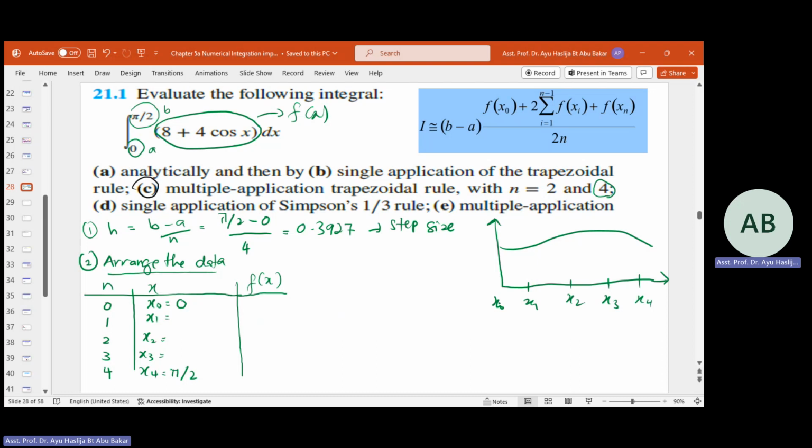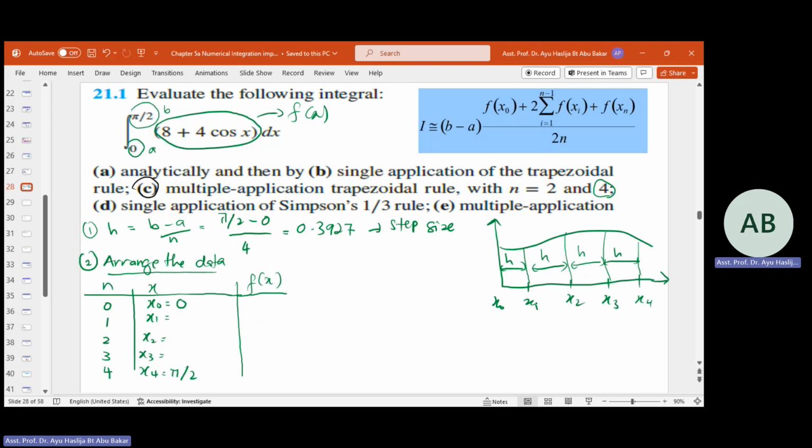Okay, let me clarify again the function of the h. h is the step size. Step size is the one that you need to know in order to find the points. Step size should be the same. Please ignore the shape of this drawing. h should be the same for each.